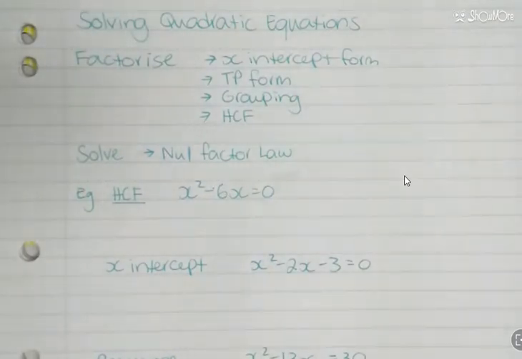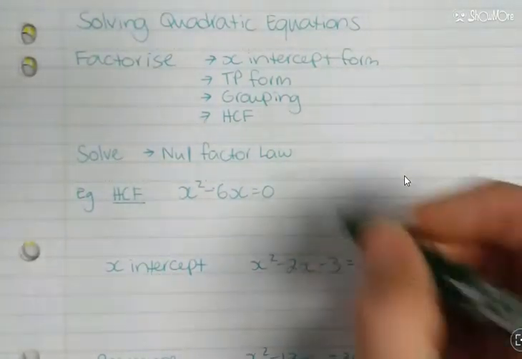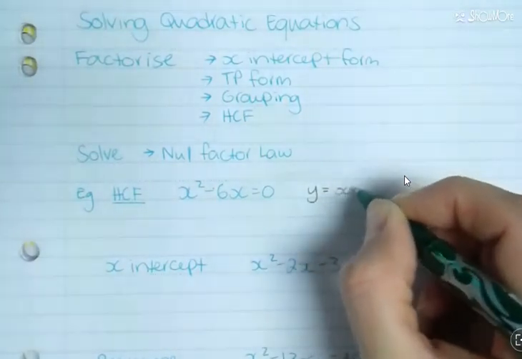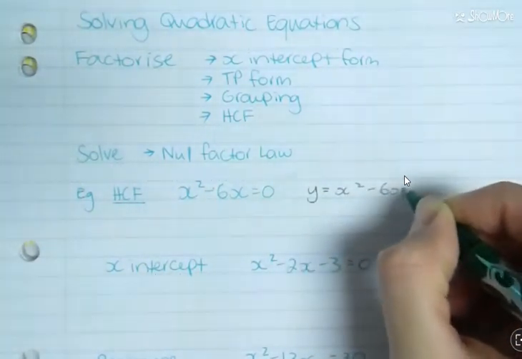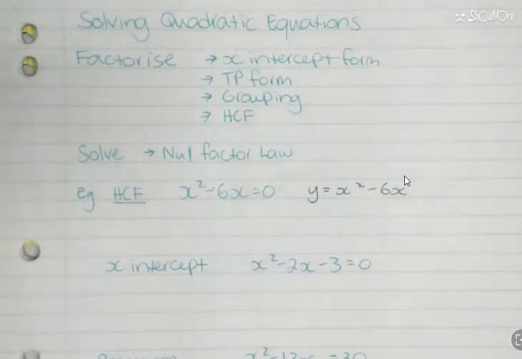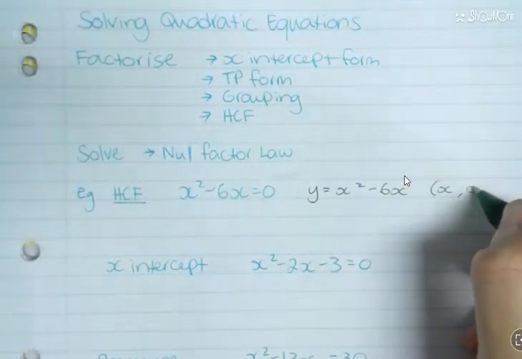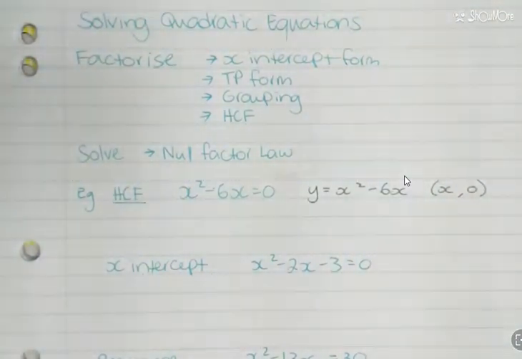All right, so first one that we've got, we've got x squared take 6x is equal to 0. So the function's already equal to 0. The function that we would have had before would have been y equals x squared take 6x. That's all it would have been. But because we're solving for what x is, we make y equal to 0, because whenever we're trying to figure out our x-intercepts, y is equal to 0. So that's why we always make them equal 0.